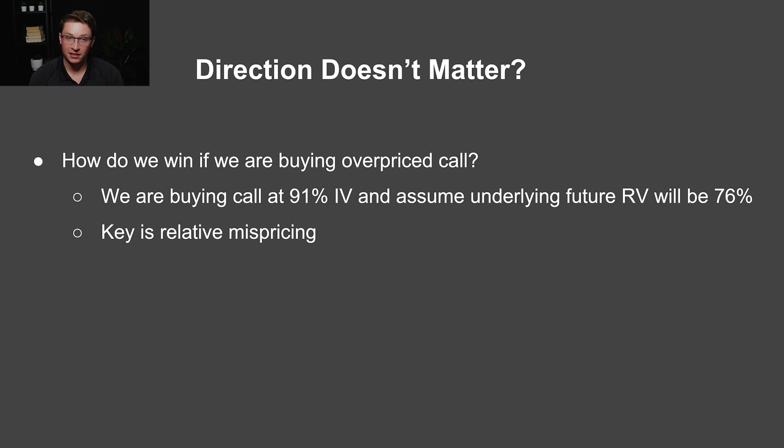Here's how. Yes, in isolation that call is expensive, but the key is in relative mispricing. The short leg, the 10 delta call at the $5 strike, is trading at an inflated IV of 145%. That distortion more than offsets the modest overpricing on the long leg.